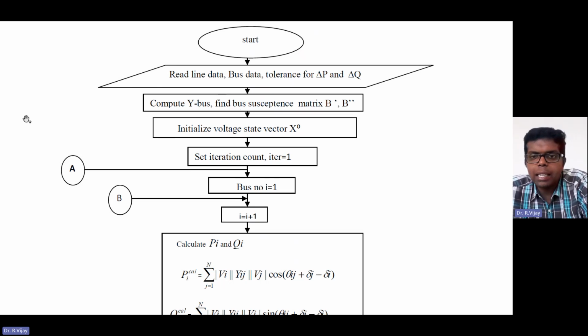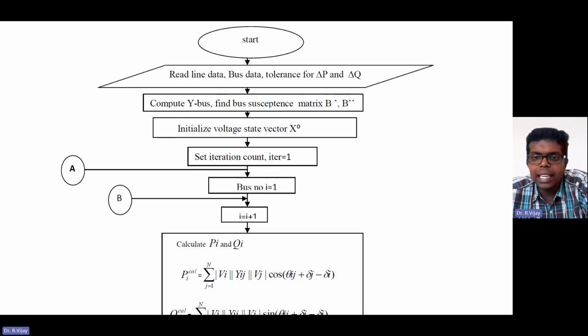Next, find the bus susceptance matrix. First itself, you can easily find out the bus susceptance matrix B dash and B double dash. You need to calculate the susceptance matrix: B dash is the first derivative and B double dash is the second derivative for the susceptance matrix.